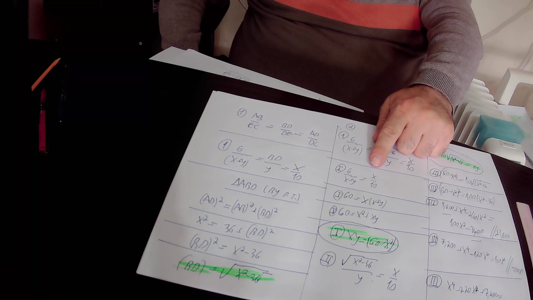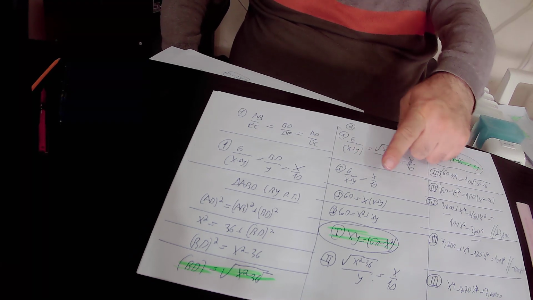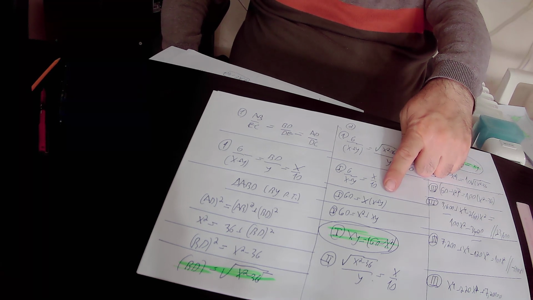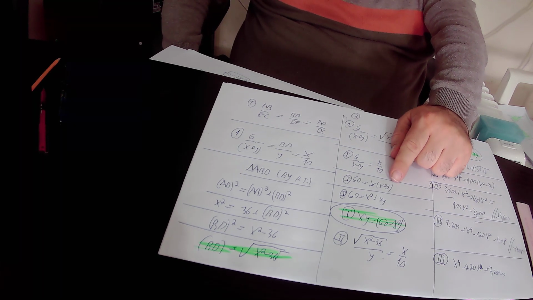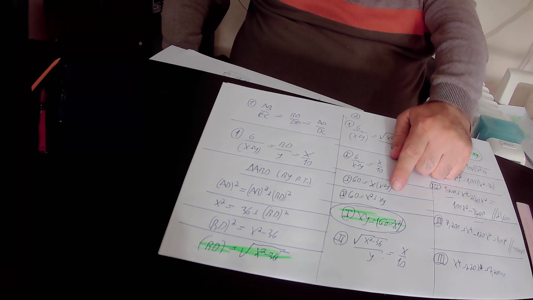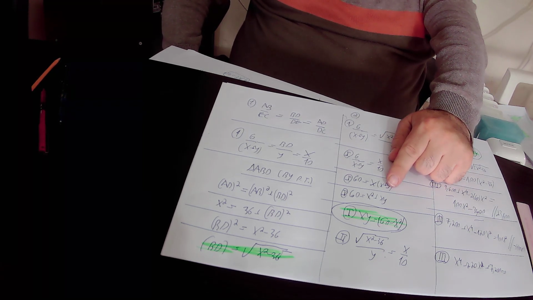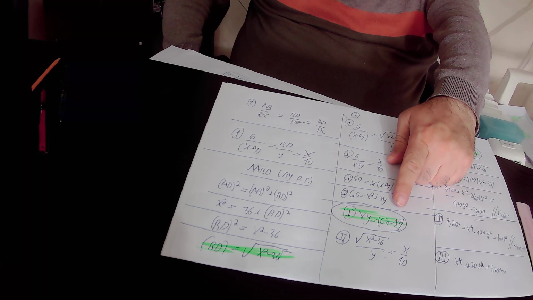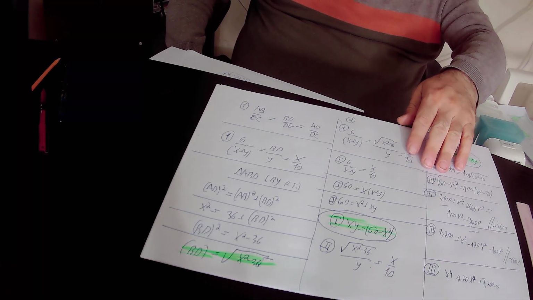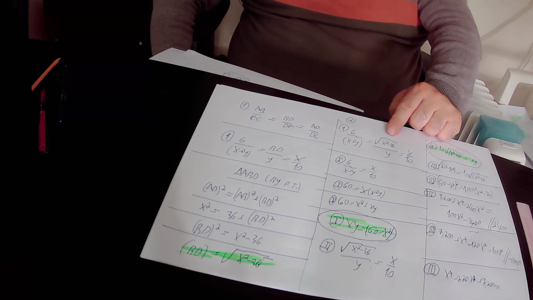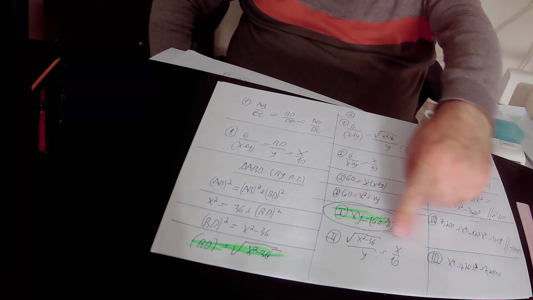Here we cross multiply equation number 1, and we got 6 times 10 is 60, and then we have x times x plus y. We open the brackets, and we got x times x is x squared plus xy. Here we subtracted x squared from this equation, and we got that according to equation number 1, xy equals 60 minus x squared. Then we created equation number 2: the square root of x squared minus 36 over y equals x over 10. This is equation number 2.